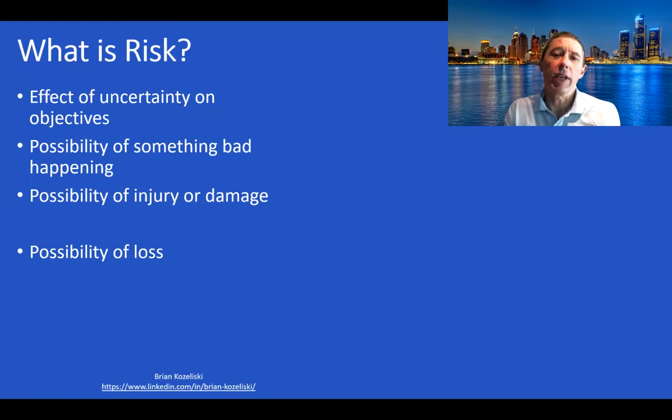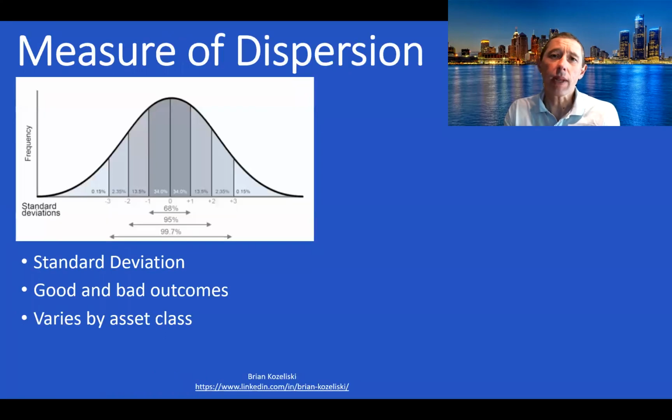Now, if we look at the official definition of risk, we get a definition like the effect of uncertainty on objectives. Now, if we were to ask a lay person on the street, what is risk? We might get an answer something like the possibility of something bad happening or the possibility of injury or damage. In the investment management business, probably talking about the possibility of losses. Now, if we're going to be more proper about the definition of risk, we're talking about a measure of dispersion. That is a measure of how dispersed outcomes can be given kind of an expected return.